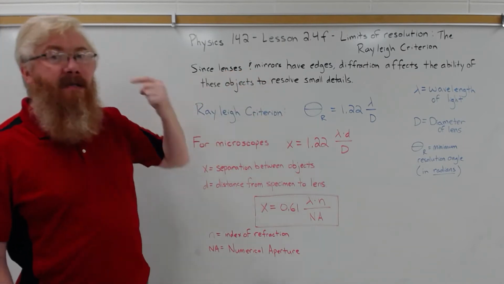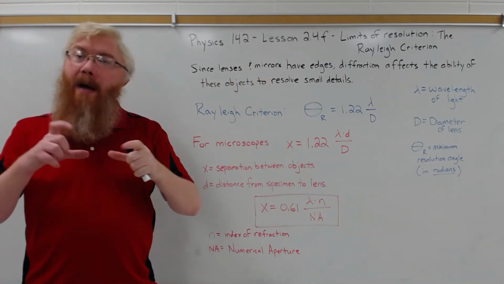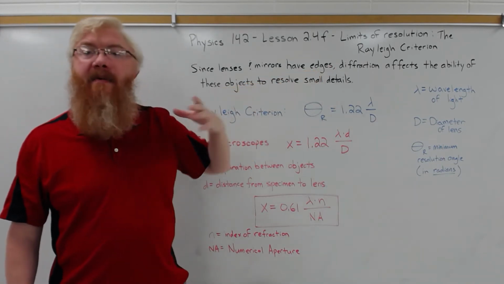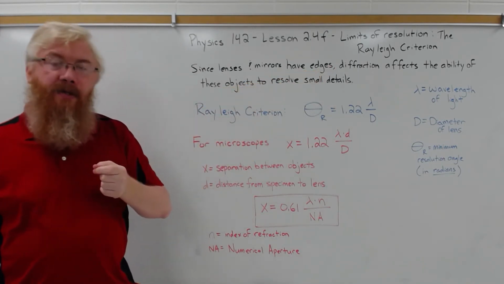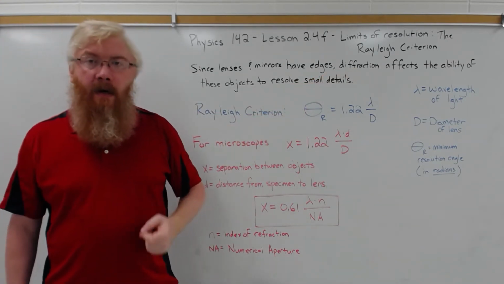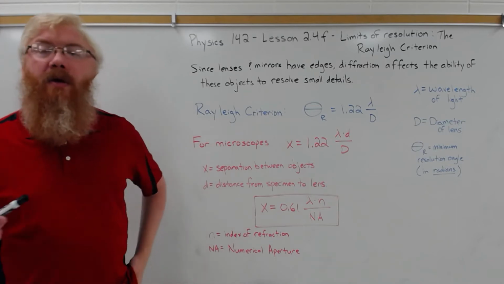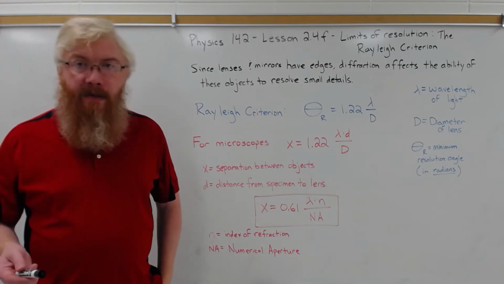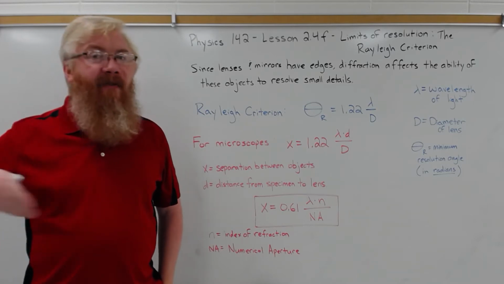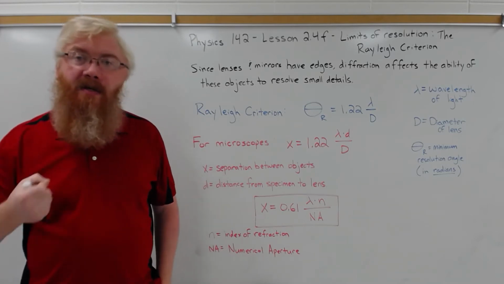Because lenses, like your eyeball or camera lenses in any camera, they have edges. And because they have edges, there's diffraction around those edges. That diffraction affects the ability to resolve small details. So there's a limit to what you can do as far as zooming in with a lens. You cannot snap a photo and then just keep on zooming in Photoshop and see more and more detail. It doesn't work that way.